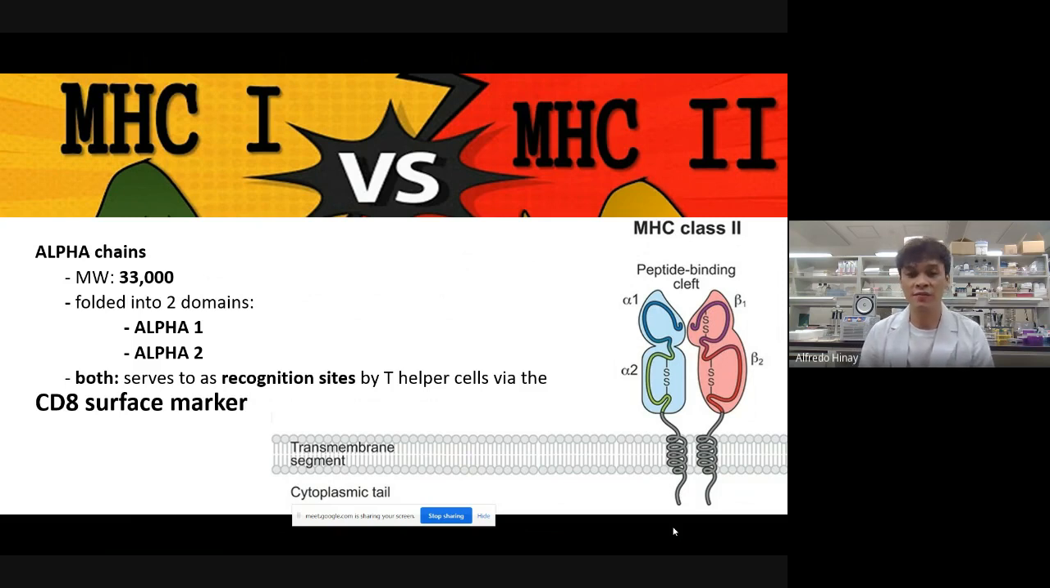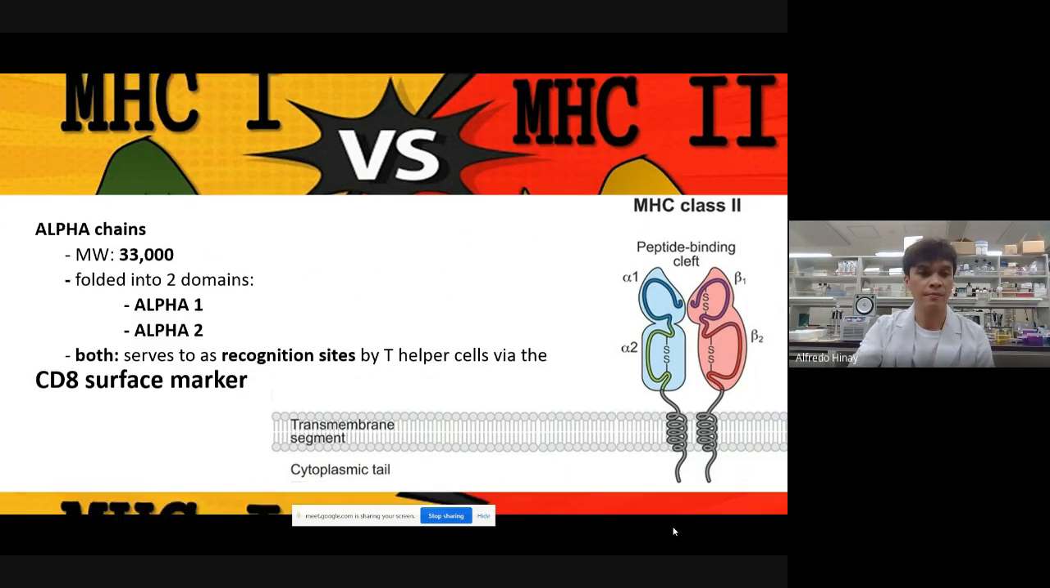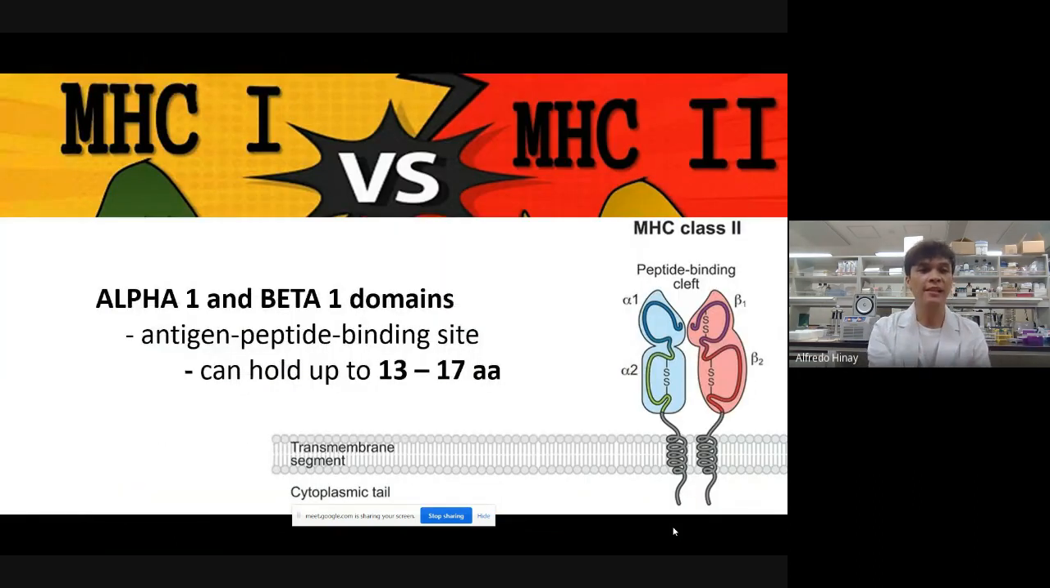Both serve as a recognition site for your T helper cells by the CD4 markers. CD4 markers. And then you have your alpha 1 and your beta 1 domain here. Allow me to get my pointer. So you have your alpha 1 and your beta 1 domains. These are the antigen peptide binding site.